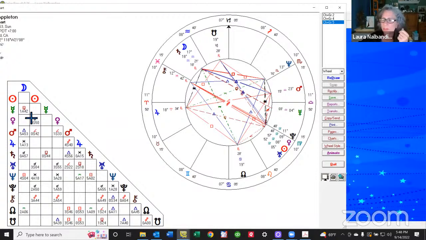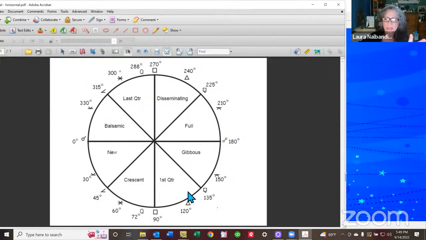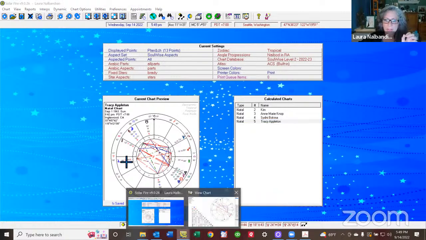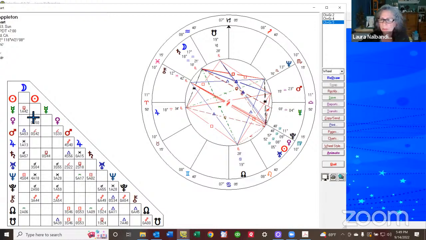It's an applying, so we know it's either a first quarter or a full, not a gibbous. I may have confused you there, and my brain is really tired right now. So let me say that again and make sure I got that correct in your brains. The 2 applying sesquiquadrates are the first quarter sesquiquadrate and the full sesquiquadrate. All right, so having said that, if I screwed it up, looking at Tracy's chart, we know that it's one of those 2, a first quarter or a full.